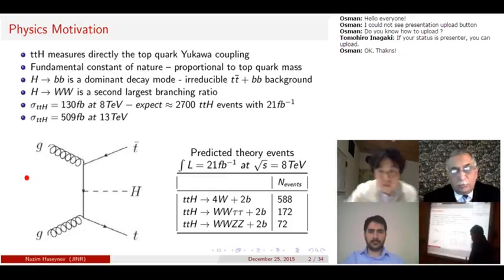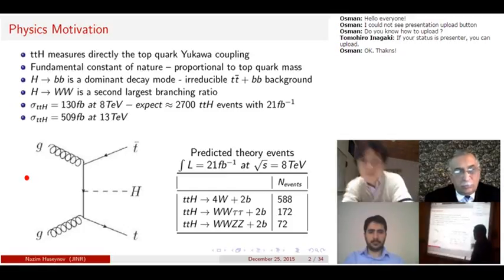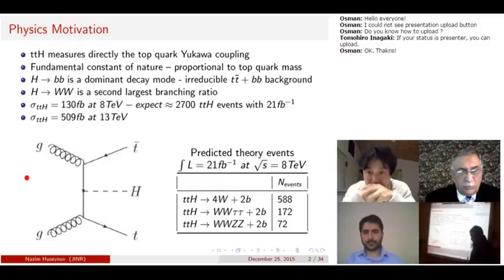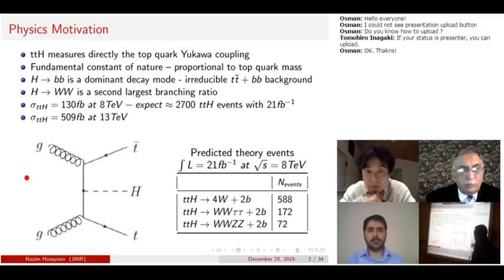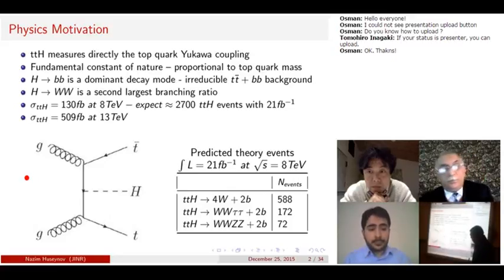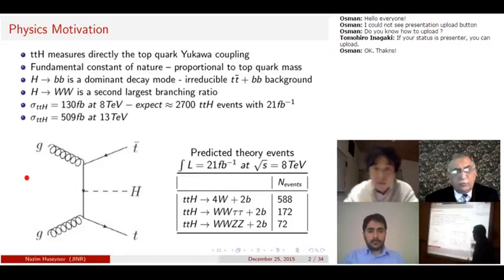As you know, we have two major Higgs decays. H to bb is the dominant decay, but it has an irreducible background of tt-bar plus bb. So we're working on the decay H to WW, the second largest branching ratio. From the theoretical evaluation of the ttH cross section at 8 TeV, we have 130 fb and expect 270 events. And ttH events in Run 1 are as you know 21 fb.